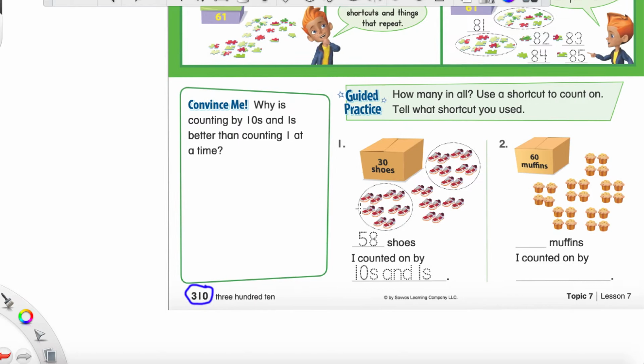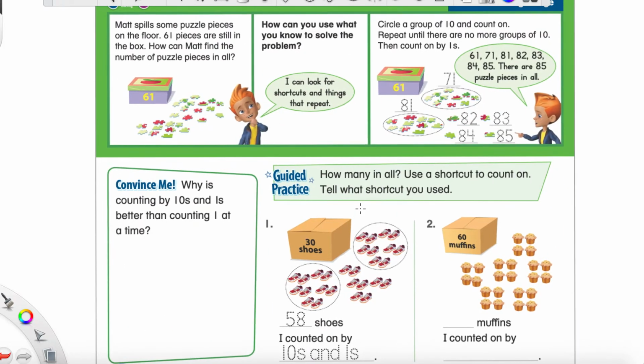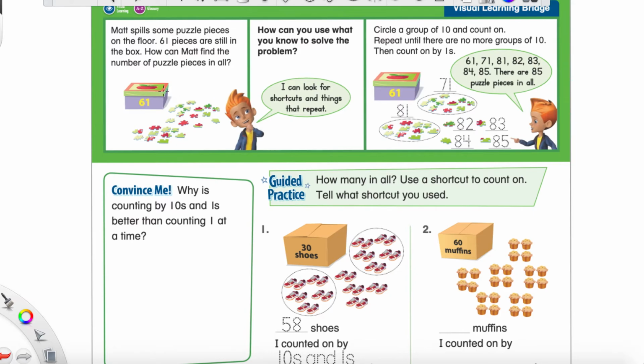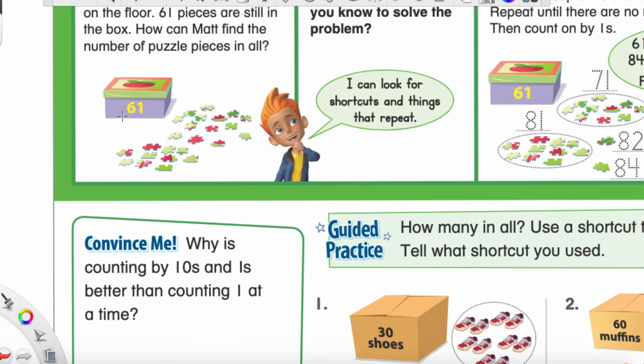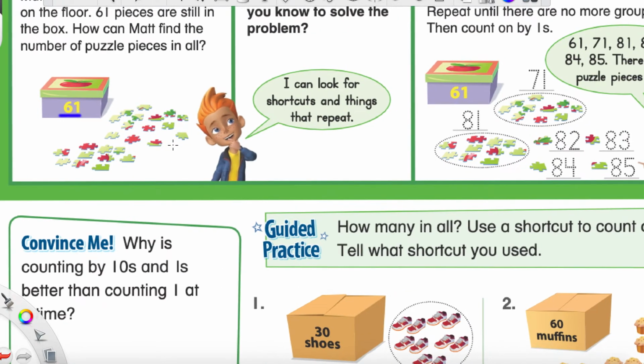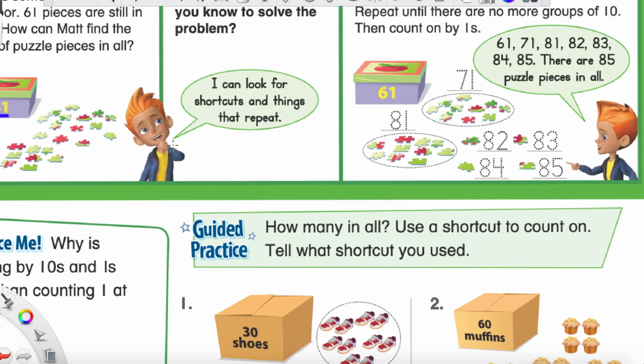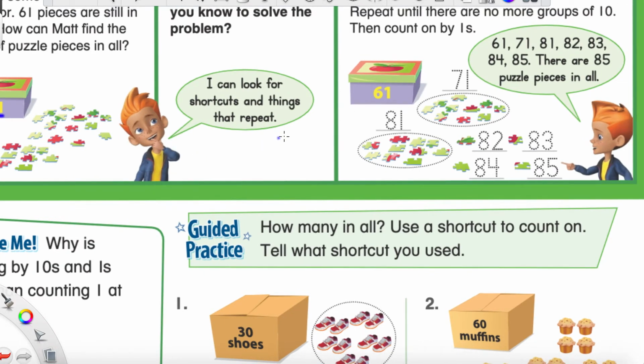So on this page, you should see a little boy up top trying to count puzzle pieces. If we zoom in, he has 61 on this box, and he's trying to count the rest. And you can see that over here on the other side, he's counting on by tens. Now you can use your 100 chart to help you. I'll show you guys in a minute how to do that. So if you have 61 here, they made their tens.